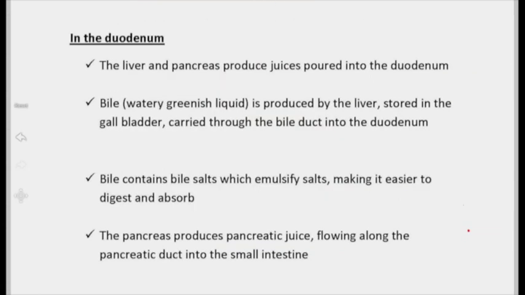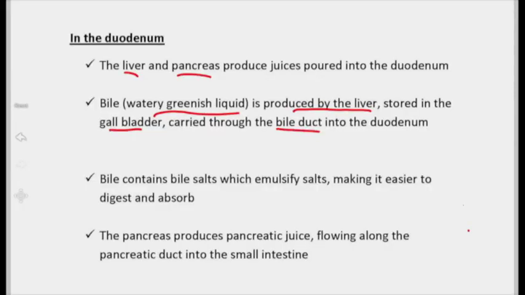Digestion in the duodenum. The duodenum is actually the first part of the small intestines. The ileum is the second part of the small intestine. So, digestion in the duodenum. The liver and the pancreas produce juices poured into the duodenum. We mentioned the role of the liver and the pancreas, in terms of the liver producing bile and the pancreas producing pancreatic juice.